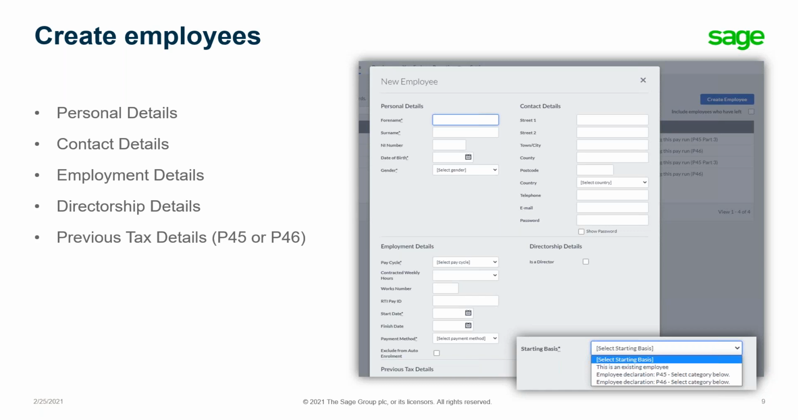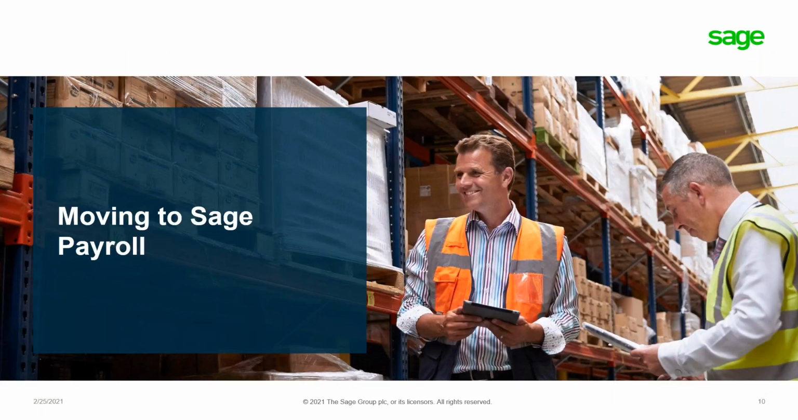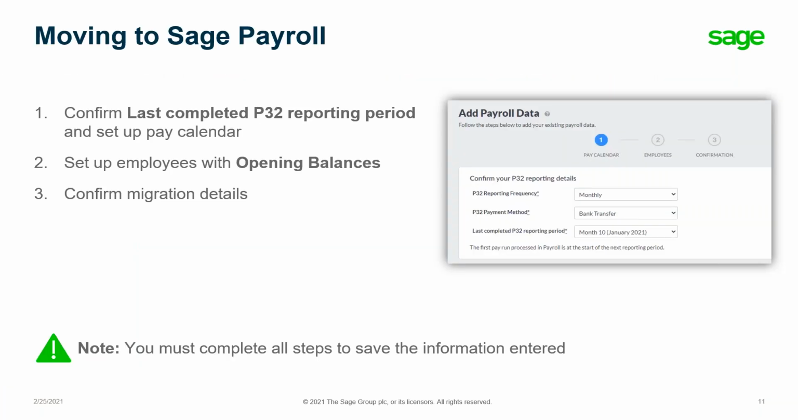Now, it is actually very similar steps when moving to Sage Payroll, but there is a little bit more involved when you're migrating from another payroll system. Now, assuming you're doing this in the middle of a tax year, so you're not just starting from the 6th of April, maybe you're moving across in February, like I'm doing in my examples, you would choose the option that you have some existing data, and then you'll see it takes you into a 3-step wizard where you will need to confirm the last completed P32 reporting period as you set up your pay calendar, and you'll also need to enter some opening balances. You get most of that information from P11 reports.